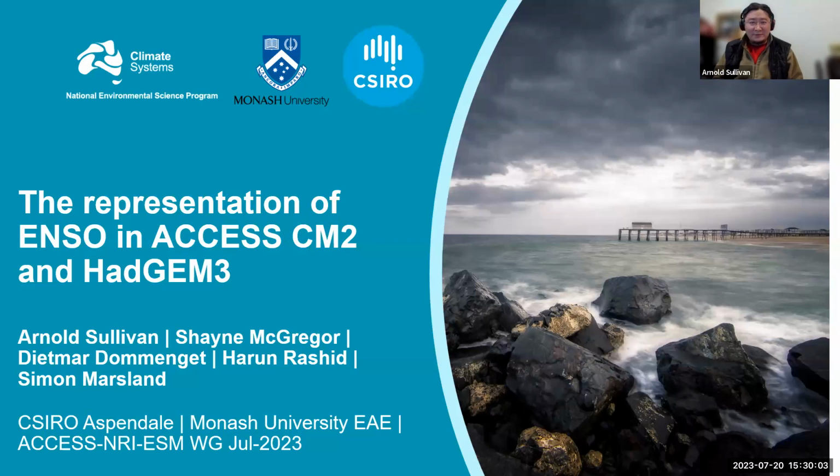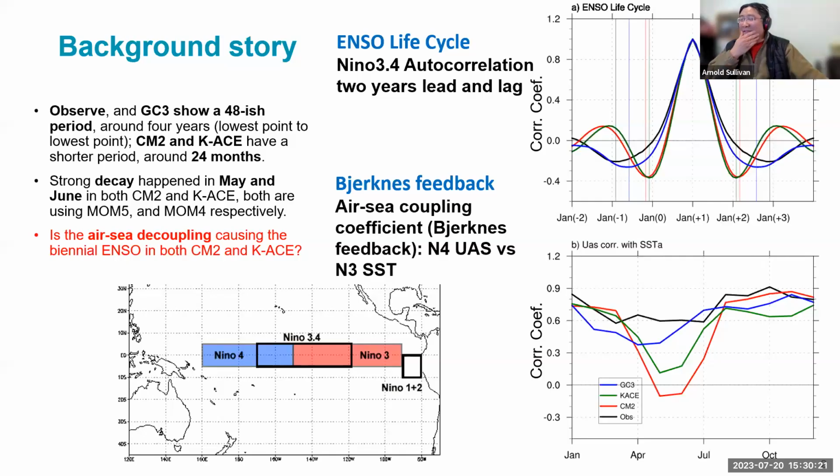This is part of my PhD study with my supervisors Shen, Dima, Harun and Simon. We'll talk about what happened to the ENSO in our ACCESS-CM2 model compared to the middle office model. Before I start, I'll quickly give some background on what I'm going to present in this talk.